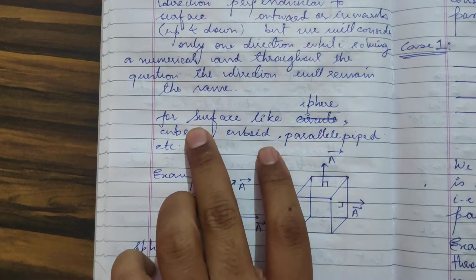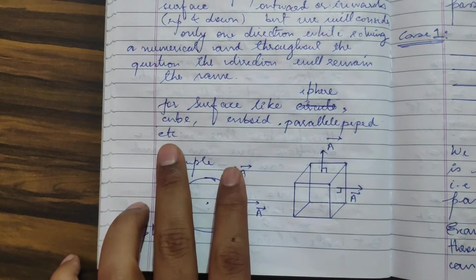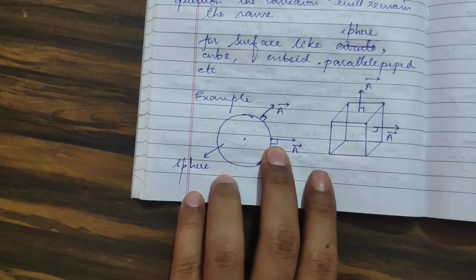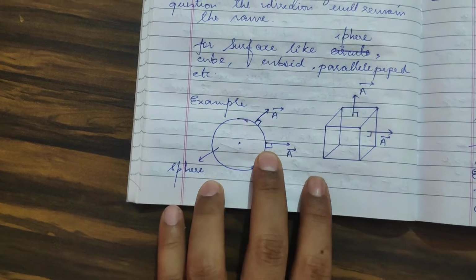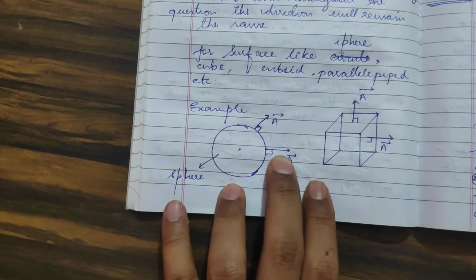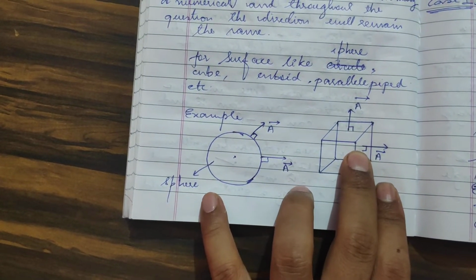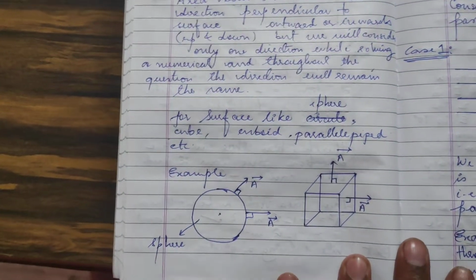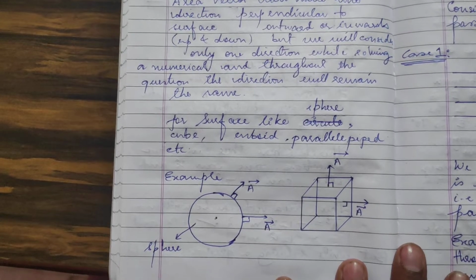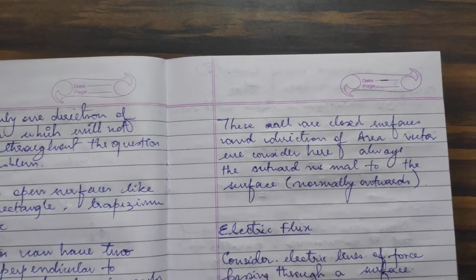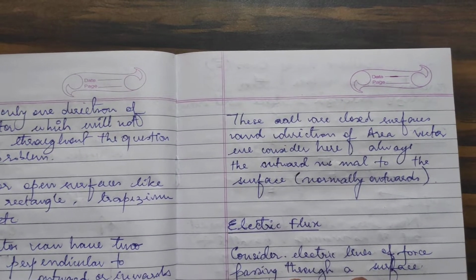So for these surfaces like sphere, cube, cuboid, parallelepiped, etc., the area vector we consider to be perpendicularly outwards, or we call it normally outwards. Normal meaning normal to the surface, outwards. Now in case of these three-dimensional closed surfaces like a sphere, cuboid and cube, the area vector has a particular direction, which is always normally outwards. We do not take normally inwards. We always take it normally outwards.